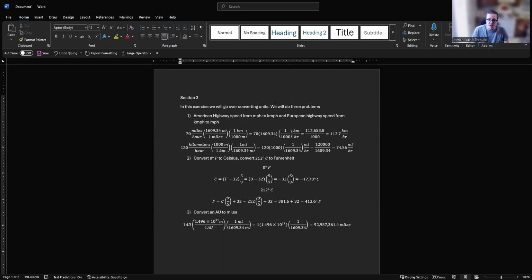Just to put that into perspective, from Maine to Los Angeles is about 3,000 miles.